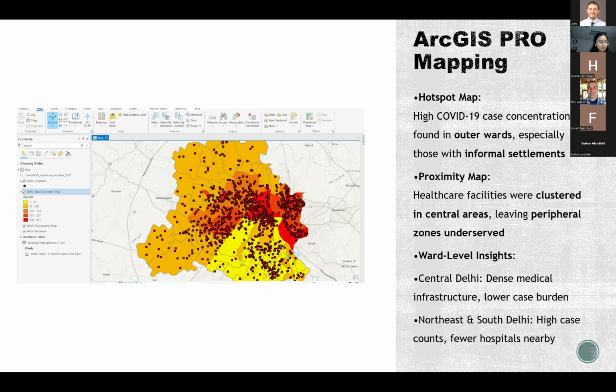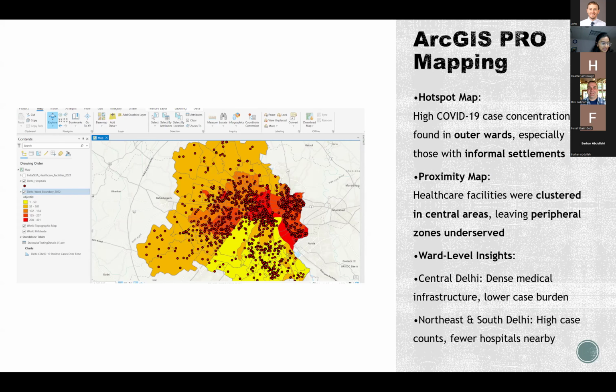This allowed me to visually identify the clusters of infection, especially in the outer wards in north, east, and south Delhi. This heat map revealed where the virus was most active and where intervention efforts were more urgent.